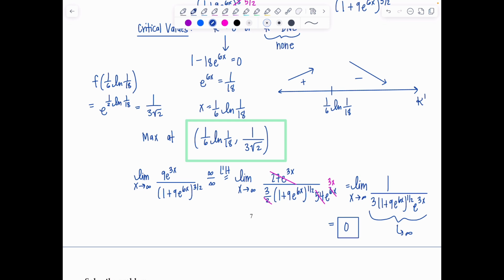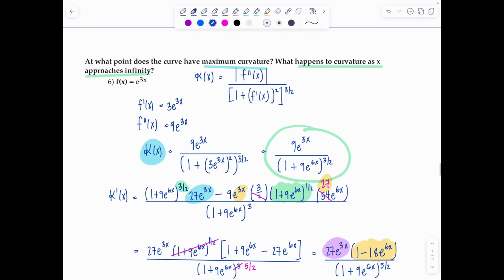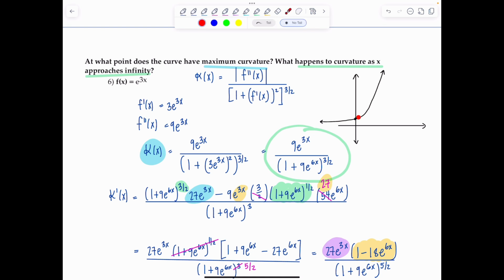Perfect. Alternatively, if you just think about it, heaven forbid we think about something, f of x is e to the 3x. You know what e to the 3x looks like, right? I hope. Yeah. Exponential function, steeper than normal e to the x. What happens to the curvature as x goes to infinity? It's basically looking like a line. So the curvature approaches 0, if you just think about it.